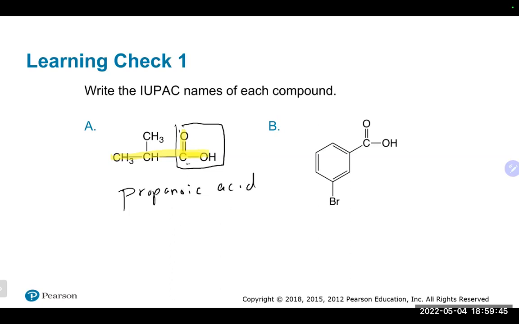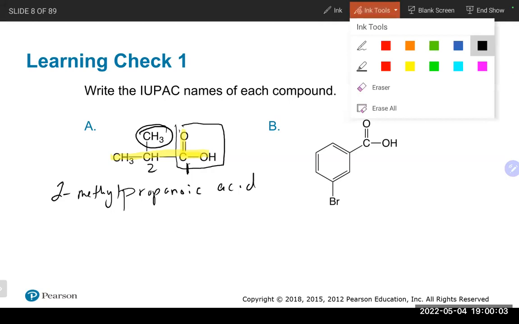This again would be carbon number 1, which means that carbon number 2 would be where we find our only group that's here, which is a methyl group. So that gives us 2-methylpropanoic acid. Any questions on that name there?